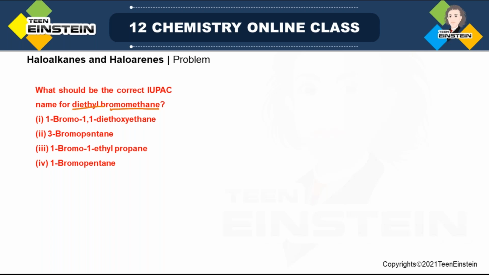You will draw the structure of diethyl bromomethane. Methane means only one carbon is there. So methane CH4, but diethyl means two ethyl substituents are attached to the single carbon, and also bromo is attached. So it will be like this, two ethyl groups attached, also bromo attached. Carbon valency is 4, so at the fourth position there will be hydrogen. Okay, so this is actually the molecule. Now look at the options.